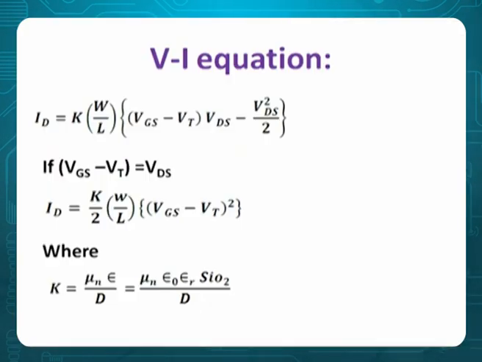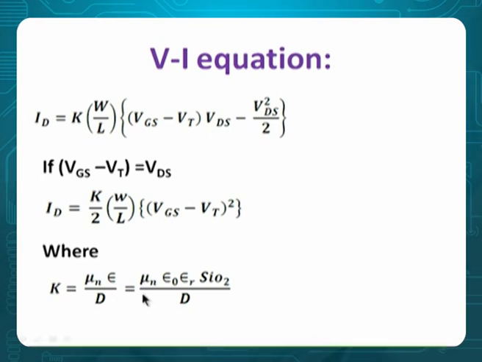Now let me take you to the VI equation. After VI characteristics, I generally go for the VI equation. ID is equal to K into W by L, (VGS minus VT) into VDS minus VDS square by 2. If VGS minus VT is equal to VDS, that is the condition for saturation region. If I substitute this value here, what do you get? K by 2 W by L (VGS minus VT) whole square.